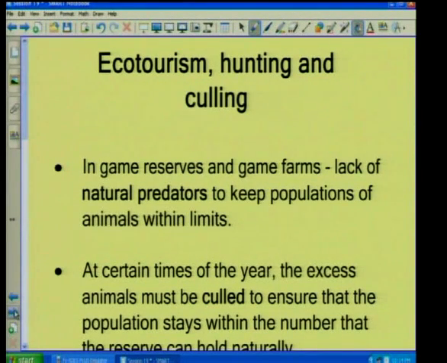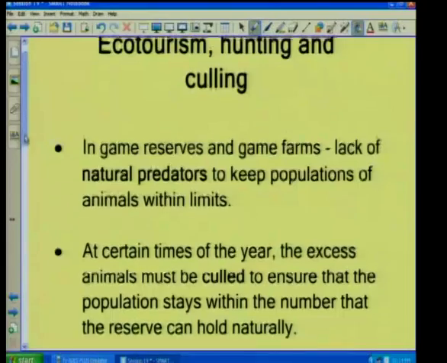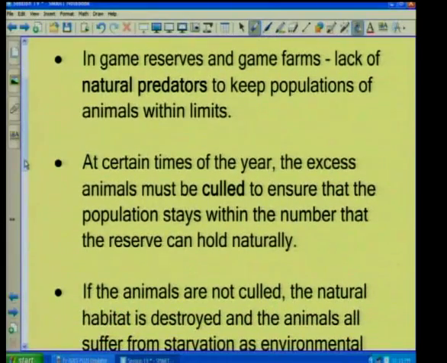Okay, people, we now look at ecotourism, hunting and culling. Really, I think this is something that you've done since grade 8. You've got your game reserves and your game farms, and the problem there is a lack of natural predators. A lot of your game farms have buck type game, and they'll have kudus and impalas and duikers and all the rooibok and steenboks, etc.